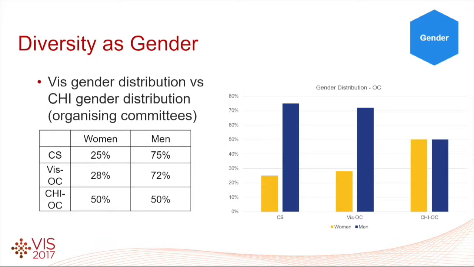So VIS is still doing pretty good. If you only look at the organizing committee, we are up at 28%, but CHI is still going better than we are.